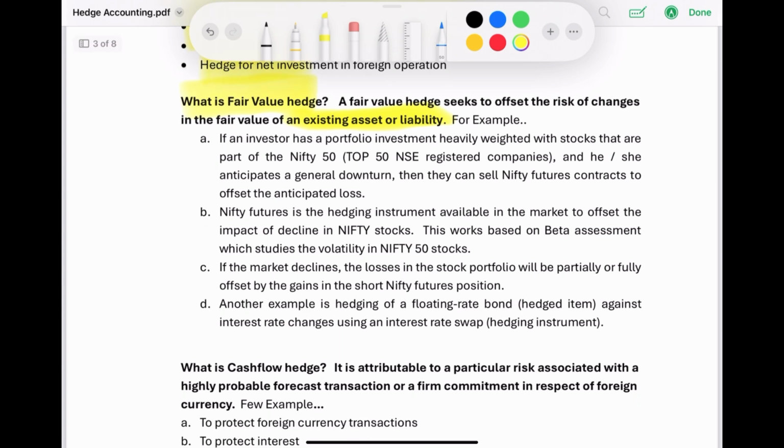For example, if an investor has a portfolio investment heavily weighted with the stocks that are part of the Nifty 50, the top 50 NSE registered companies, and he or she anticipates a general downturn, then they can sell Nifty futures. Nifty futures is a hedging instrument, and this hedging instrument can offset the expected loss of the hedged item, which is the Nifty 50 investment.